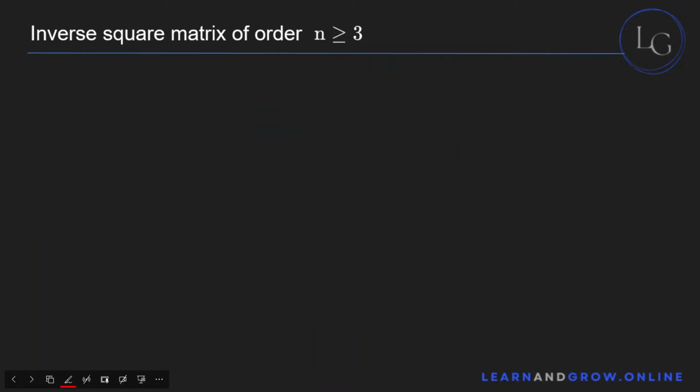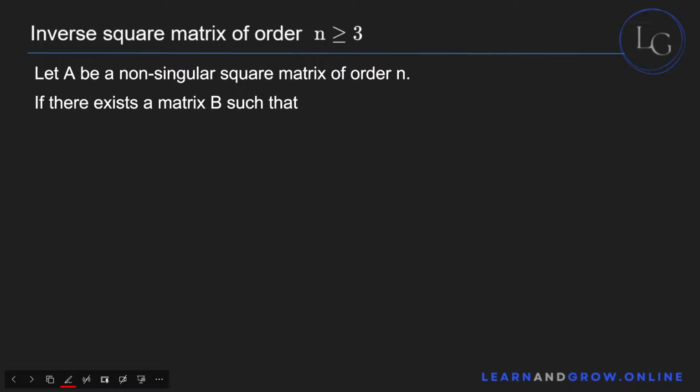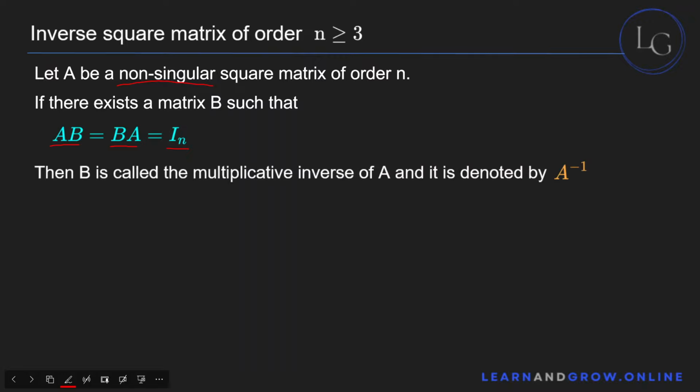Now, the inverse of a square matrix of order n greater than or equal to 3. If A is a non-singular square matrix, so basically what non-singular is, if you remember, a non-singular square matrix is a matrix that has a non-zero determinant. And then if A is a non-singular square matrix of order n, then there exists a matrix B such that when you multiply A with B or B with A, it'll give you the identity matrix of order n. So it'll basically have the same order.